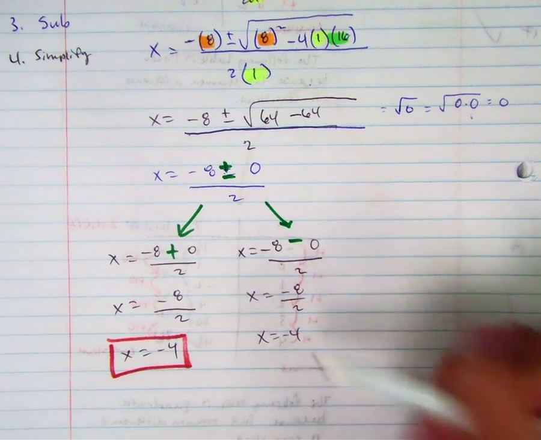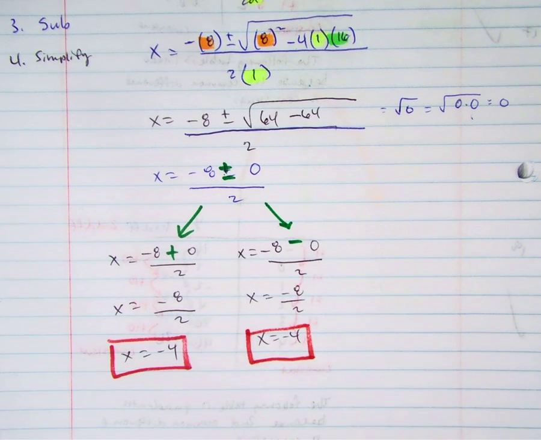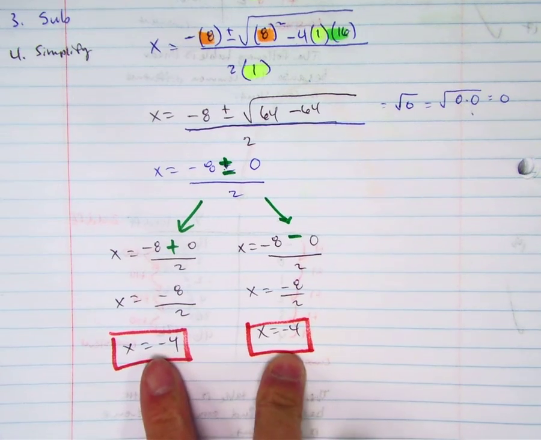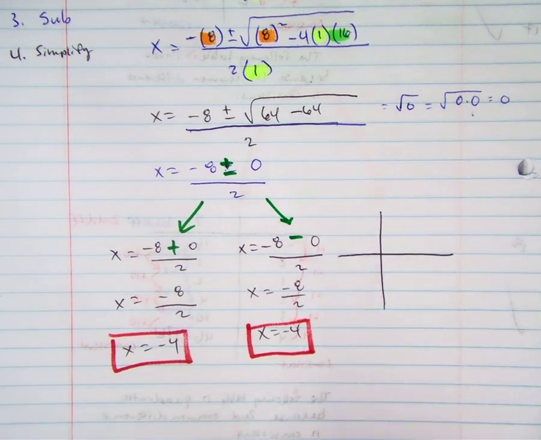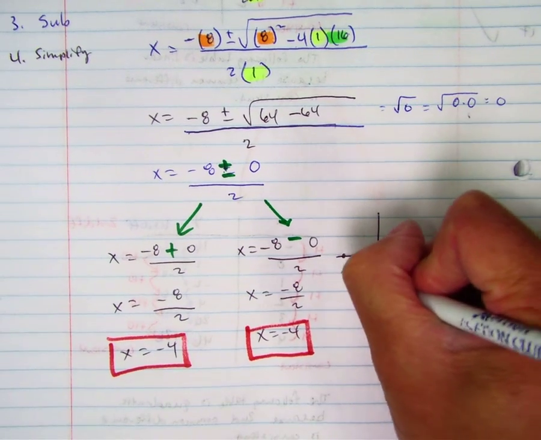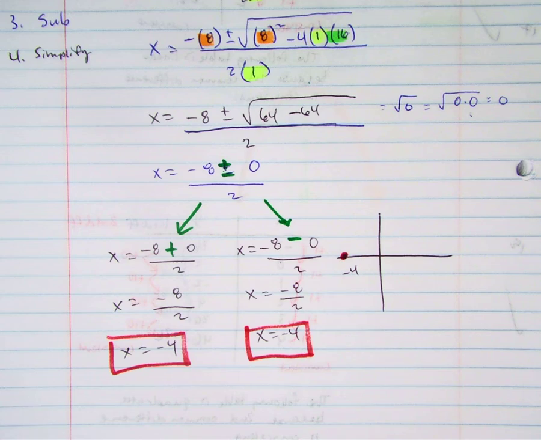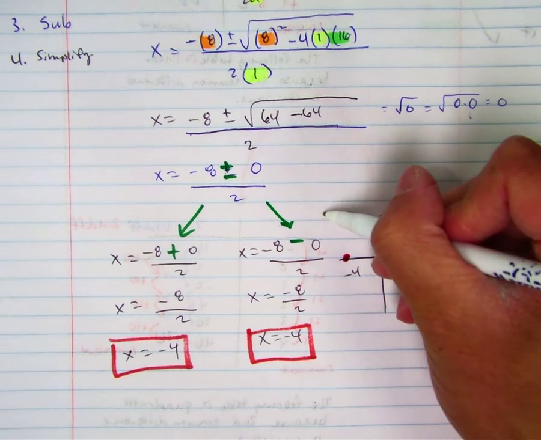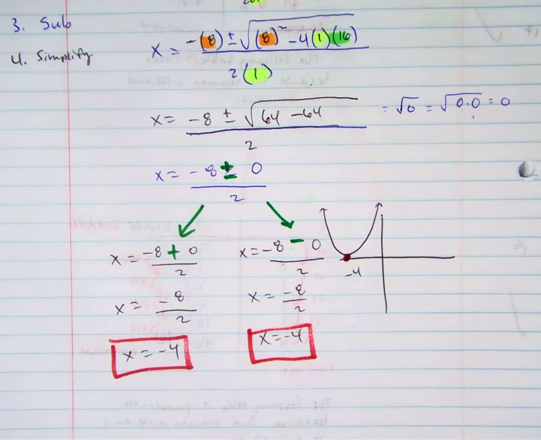Now this looks a little bit awkward, we actually have the same number here. So let me explain that to you. If you graphed it, and this was negative 4, this point right here, that means that your parabola only touches the x-axis once. They actually call this a double root.